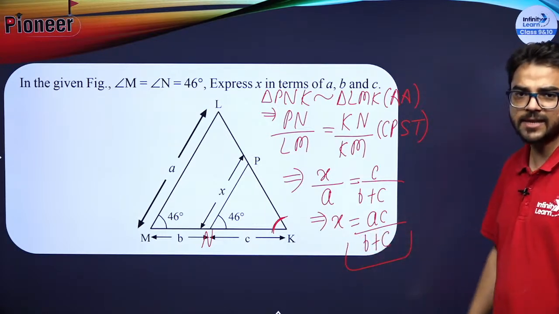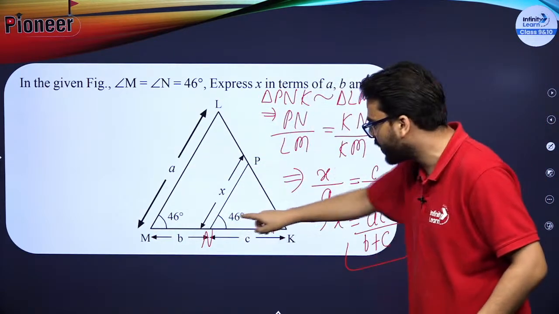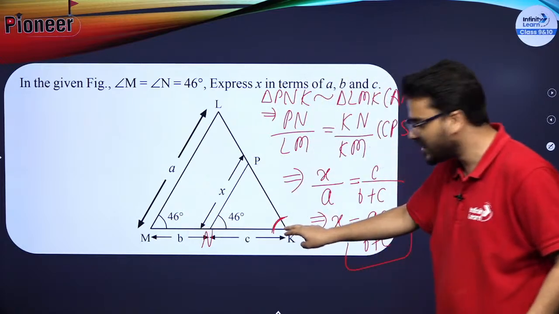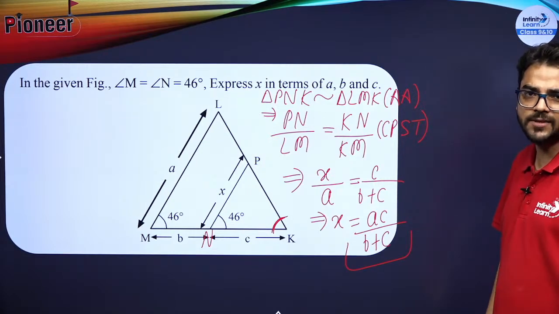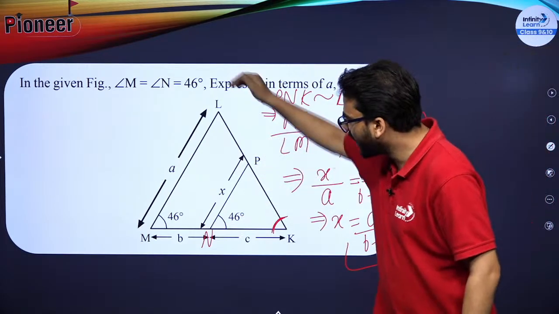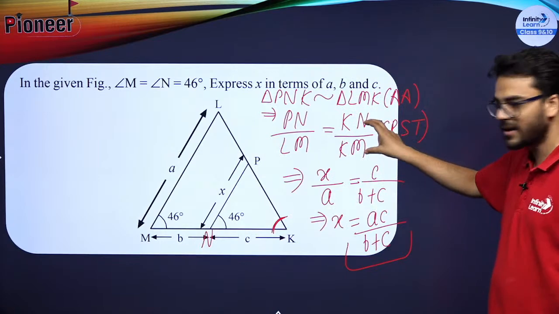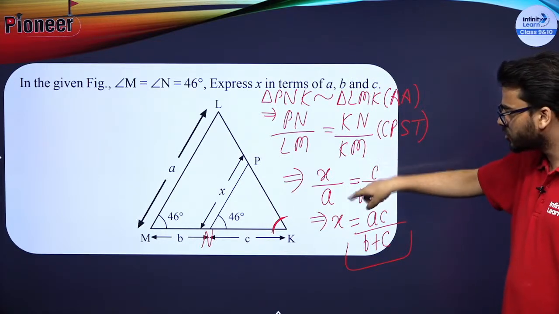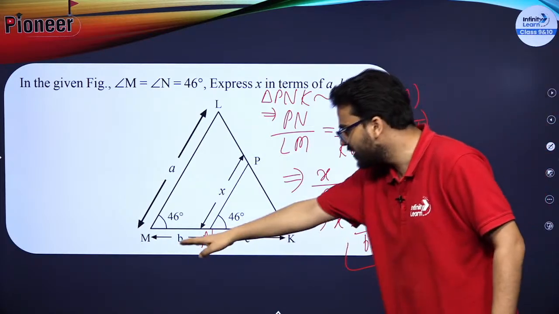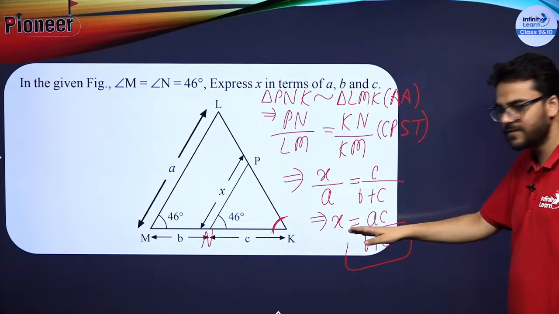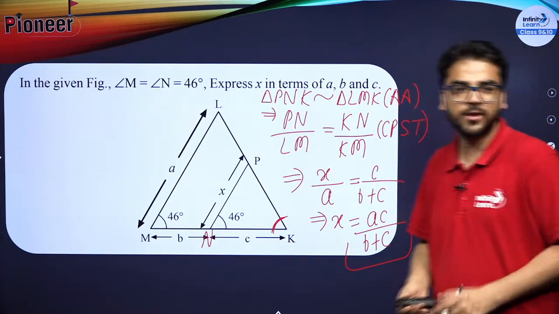Because ratio of corresponding sides of two similar triangles are equal. Once again, I am saying, PNK is similar to LMK because this angle is equal to this angle is given, K is common. So they are similar by AA similarity criterion. Now ratio of corresponding sides of two similar triangles are equal. So can I say PN by LM is equal to KN by KM over here? Just put the values. PN is X, LM is A, KN is C and KM is B plus C. If I cross multiply, X will come out to be equal to AC by B plus C, and we have to write X in terms of A, B, C. So that is the answer over here.